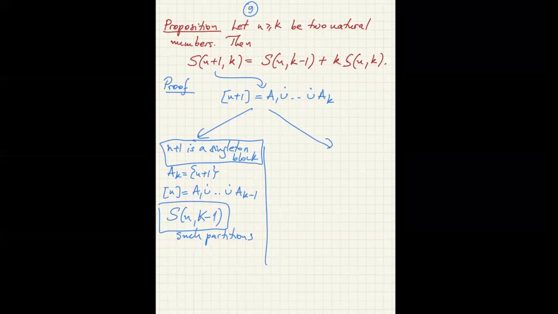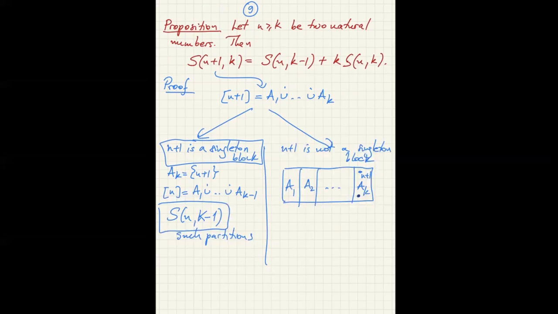Now, in the other situation, n plus 1 is not a singleton block. So in this situation, let me draw it this way. Let's say we have A1, A2, AK, and let's say n plus 1 belongs to AK. There's n plus 1 there, but there are also other elements in there, at least one other element. Okay. Now we can do something similar.